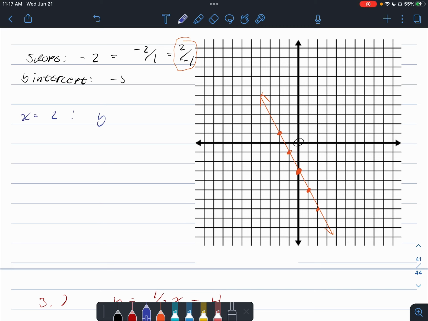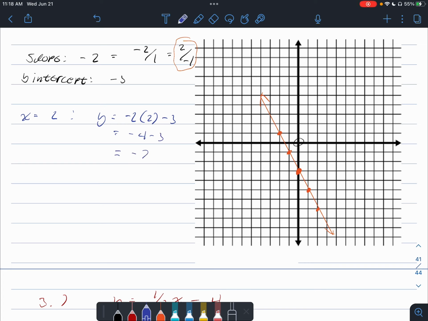We'll have y equals negative 2 times 2 minus 3. So we should have y equals negative 4 minus 3, or y equals negative 7. So we go over 2, then 1, 2, 3, 4, 5, 6, 7. There we go. All right, so we're good. We've plotted this line correctly, at least at that point. If you want to check a couple of points, that's not a bad idea. Yeah, so it looks like we've plotted this one right.